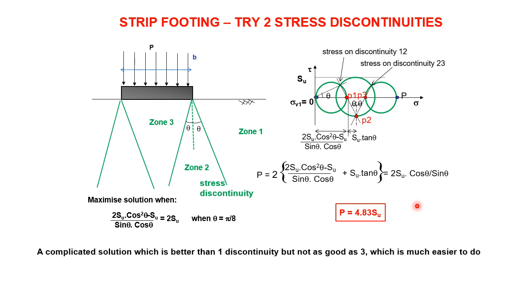That was a very complicated solution. That's much better than one discontinuity. One discontinuity gave you 4SU, but you're going to see that the solution for 3 discontinuities is much better and very close to the real answer. I think it's 5SU if I'm not wrong. And the 3 discontinuity one is much easier to do. You don't have to maximize anything, and the angles will not be difficult on your Mohr circles. They'll be very easy. But you have a go at 3 discontinuities.